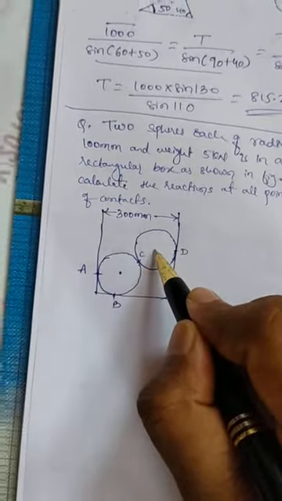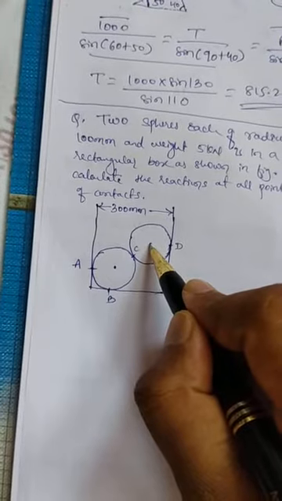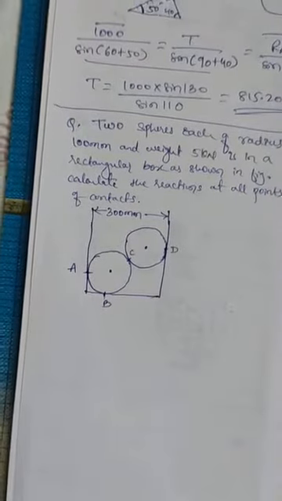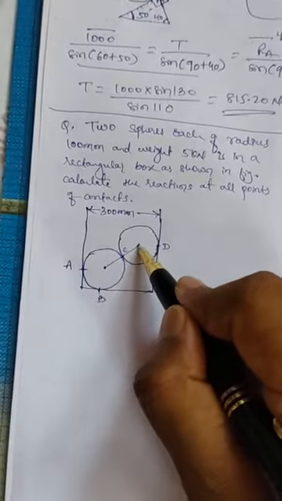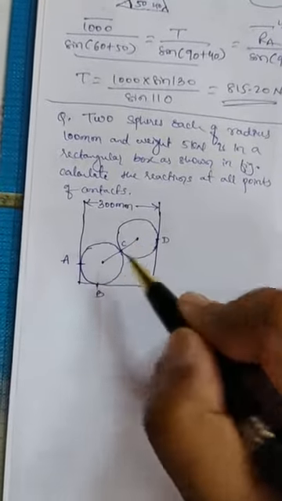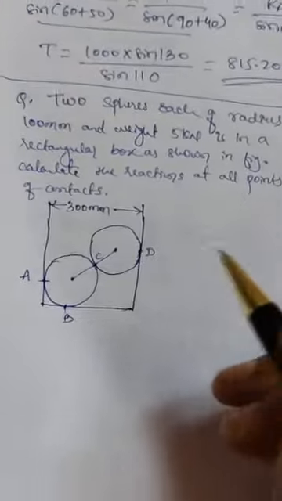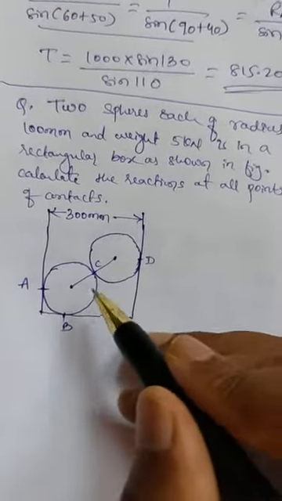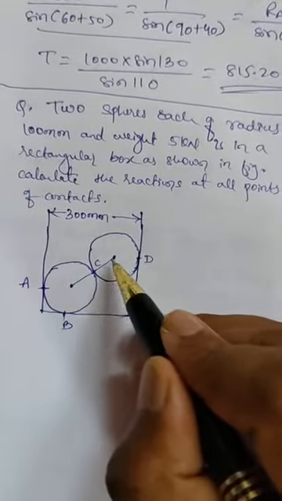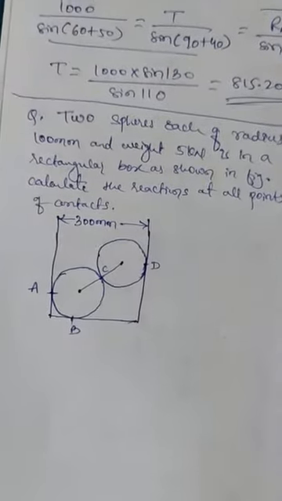As I said, the reaction is inclined, so we need an angle, and the reaction at C will act along the line joining the centers of these two circles. I will repeat once again: the reaction at C will be inclined, and this will act along the line joining the centers of these two circles.